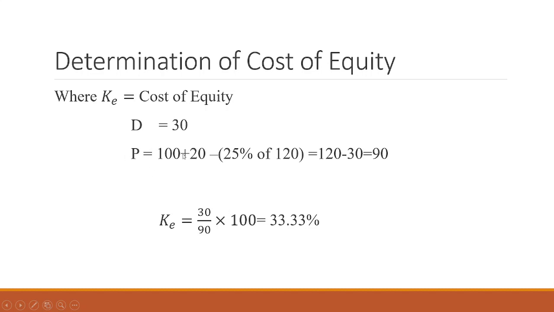So in this case we have found out the net proceeds per share. It is face value of share plus the premium minus the issue expenses. So in this way we have calculated the cost of equity using the dividend yield method.